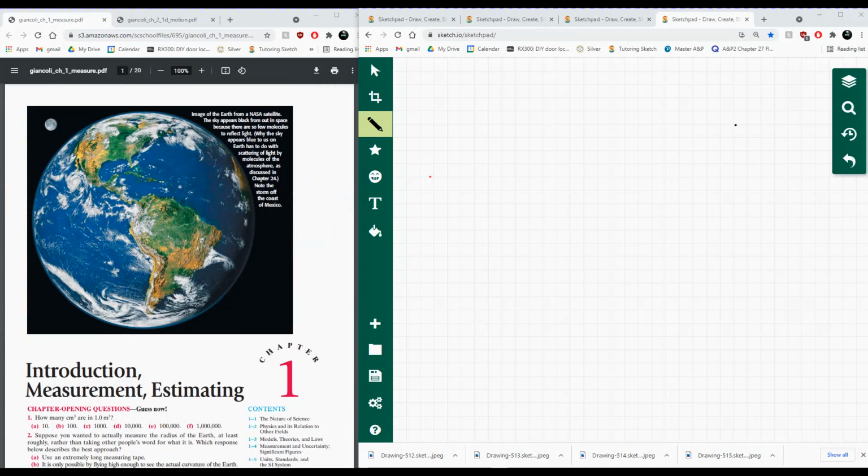Now, physics from this textbook by Giancoli is going to be the AP Physics textbook that we're going to use. And Chapter 1 is introducing us to what is science. Chapter 1 includes these particular sections.